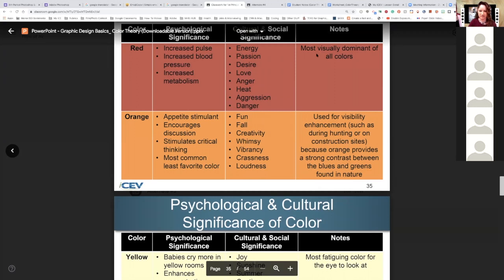While you're filling those in, just a little bit more information about red. Red is the most dominant color on the power wheel. And orange, well, it's used for signs, and we think about construction signs, warning signs. They're generally in orange.